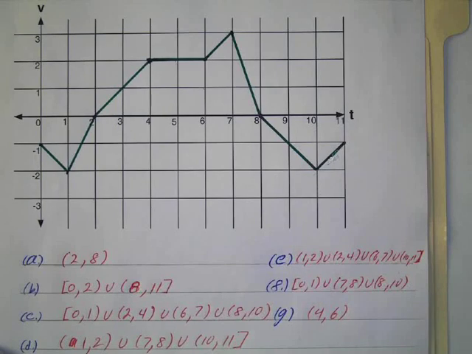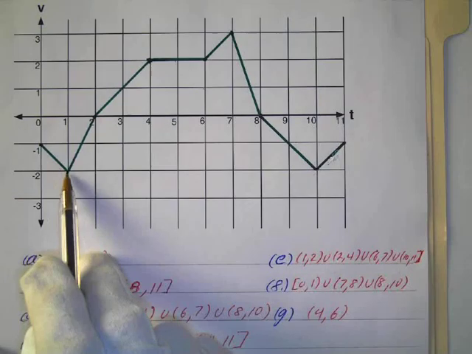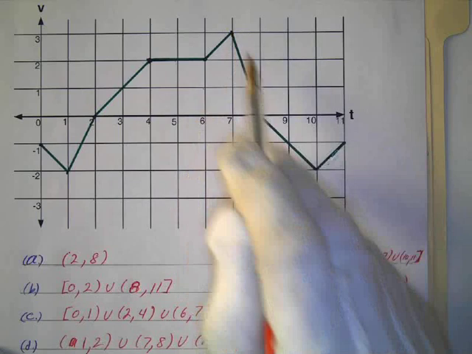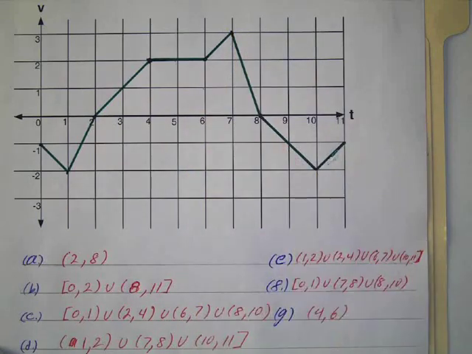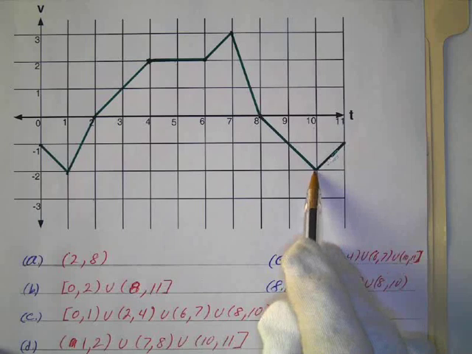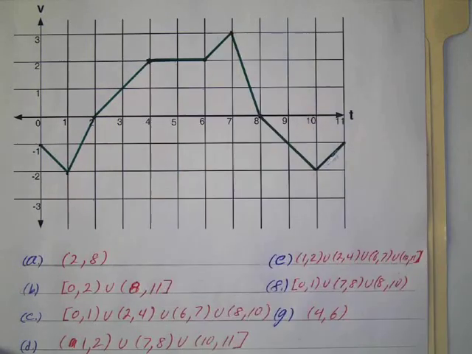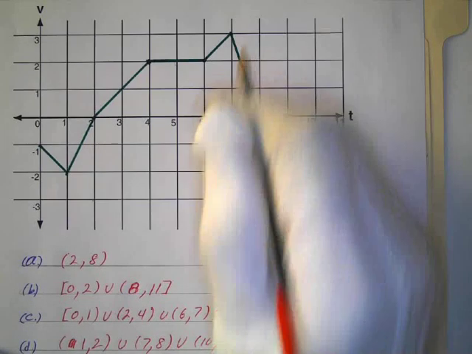And finally, when does the particle move at its greatest speed? Well, here I'm going -2, here I'm going +3, and here I'm going -2. The absolute value of this is 2, the absolute value of this is 2, the absolute value of this is 3, so that's the greatest speed. So that's going to happen at t equals 7.